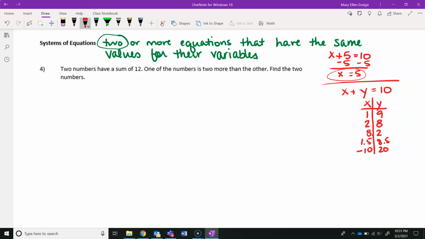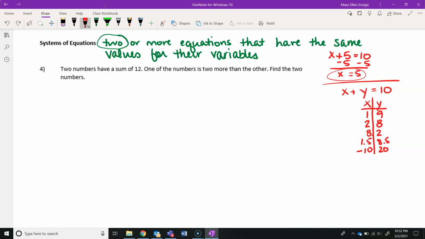So there are actually an infinite number of possibilities here. Think about all those decimals also, right? Not just the whole numbers, integers, but also decimals. These are some of our options. There are an infinite number of options for x plus y equals 10, for what x and y can be.